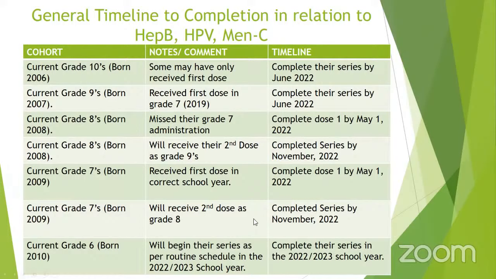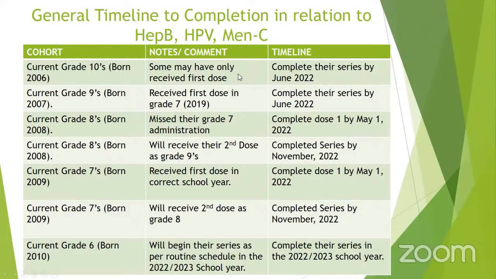So I've added this table as well as another one to try and break down this information in a generalized way, just to demonstrate how we intend to reach our goal, which is that we will be completely caught up with our backlog and return to routine school delivery by the school year of 2023-2024. So you can see here, we're addressing our grade 10s, 9s, 8s, 7s.